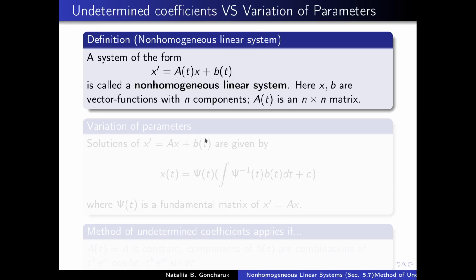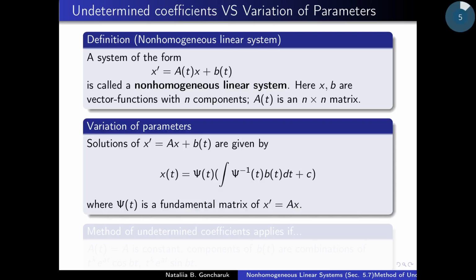And the previous lecture was about variation of parameters. Any equation of this form can be solved in the following way. You just apply this formula where psi is a fundamental matrix of the homogeneous part. So it seems like there is nothing to add about non-homogeneous linear systems, because we have the method that always works when A is constant.